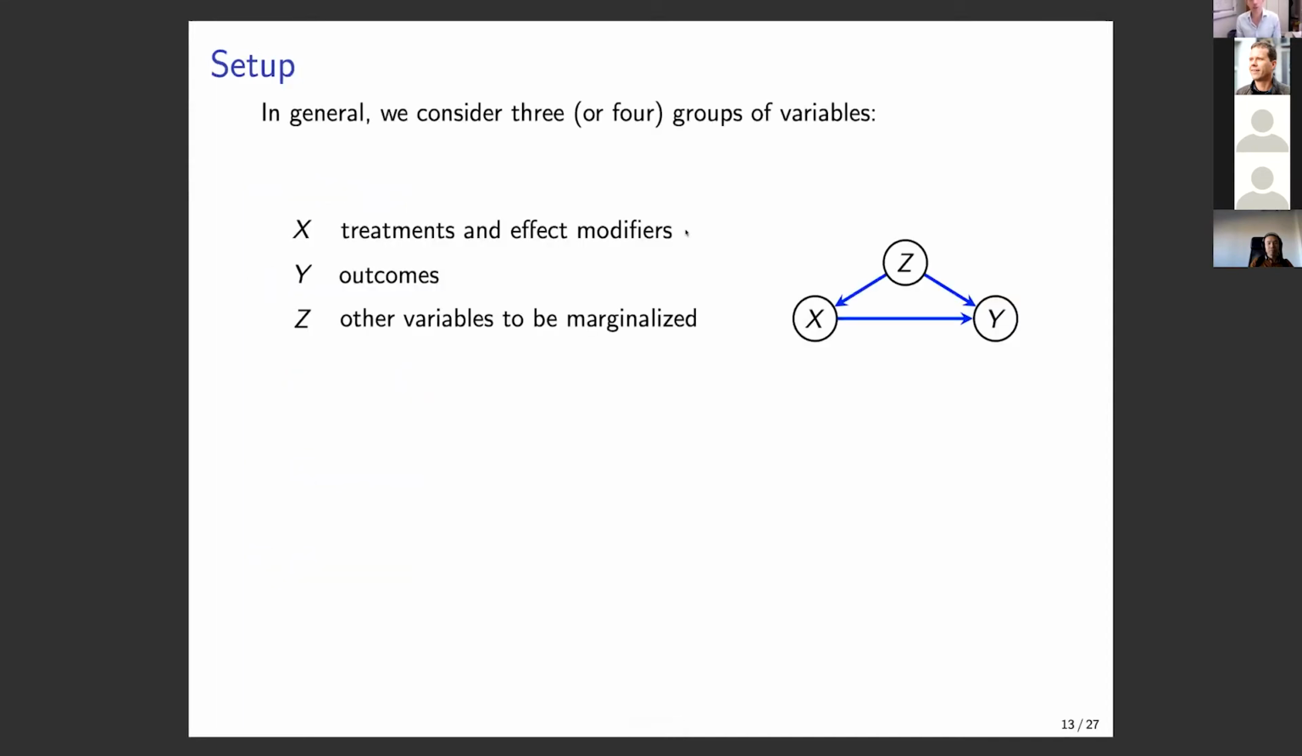So the setup we're generally going to consider is where we've got 3 or maybe 4 different groups of variables. So we have treatment and effect modifiers X. In our previous example, that was A and B. We have outcomes Y. In our previous example, that was just Y. And then we have other variables that need to be marginalized, which we're going to call Z. And again, in our previous example, that was also called Z.